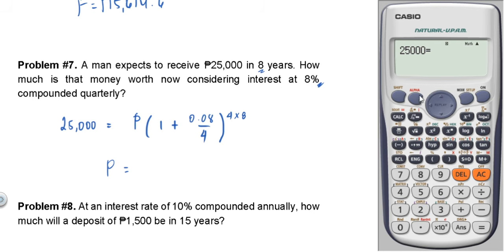Okay. So, 25,000 equals P multiplied by 1 plus 0.08 over 4. There. Then raised to 4 times 8 is 32. Okay? So, shift, then solve. Kayang-kaya nag-casio yan, no? So, 13,265.83.